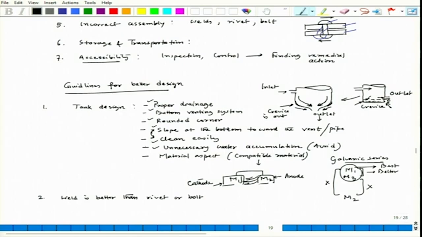And even if riveting and bolting is done, we should be able to weld some of the portion where crevice is possible. And when we weld, the weld materials also have to be looked at for compatibility. Here, compatibility all the time, remember, we are talking about galvanic compatibility. So, we will talk about this with different examples.